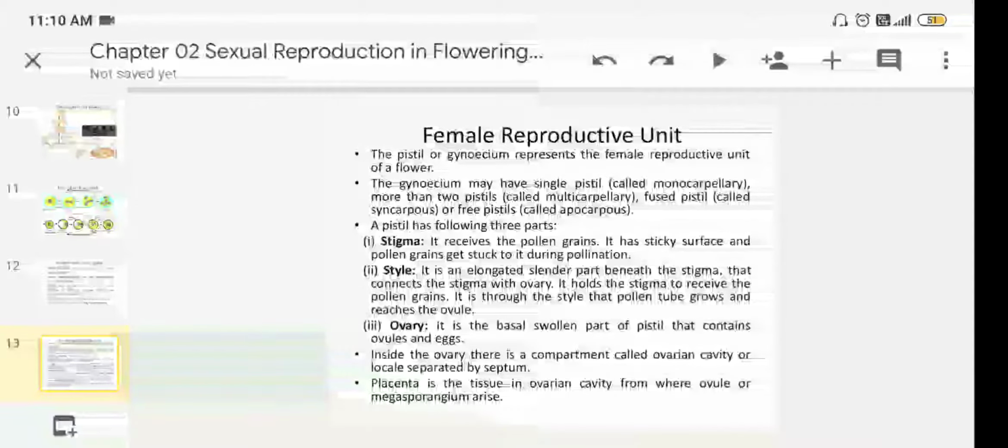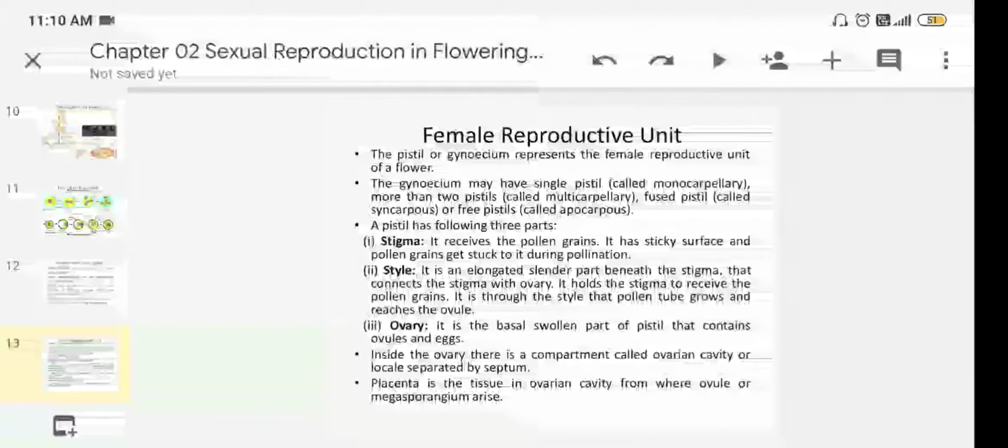Now we come to the female reproductive unit. The pistil or gynoecium represents the female reproductive unit of a flower. The gynoecium may have a single pistil, called monocarpellary, or more than two pistils, called multicarpellary or polycarpellary. Sometimes carpels or pistils fuse together, a condition known as syncarpous. If pistils are free, the condition is known as apocarpous. You may recall this concept from class 11.